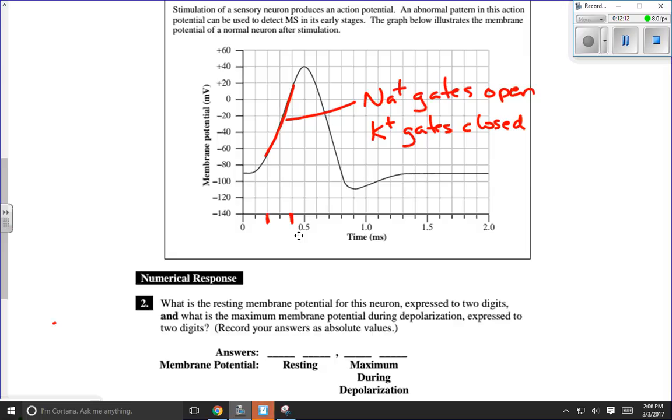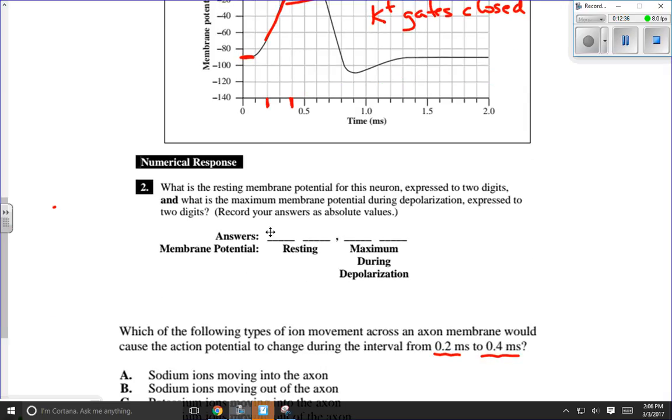Well, if we remember at resting membrane potential, the sodium was outside. Let's get that straight. The sodium was outside and the potassium was inside. When we open the gates, the sodium will be attracted to the negative interior of the cell. It will also have a higher concentration outside than inside, and both of those forces will push the sodium into the cell. So we're looking for an answer that says that sodium is going to move in.